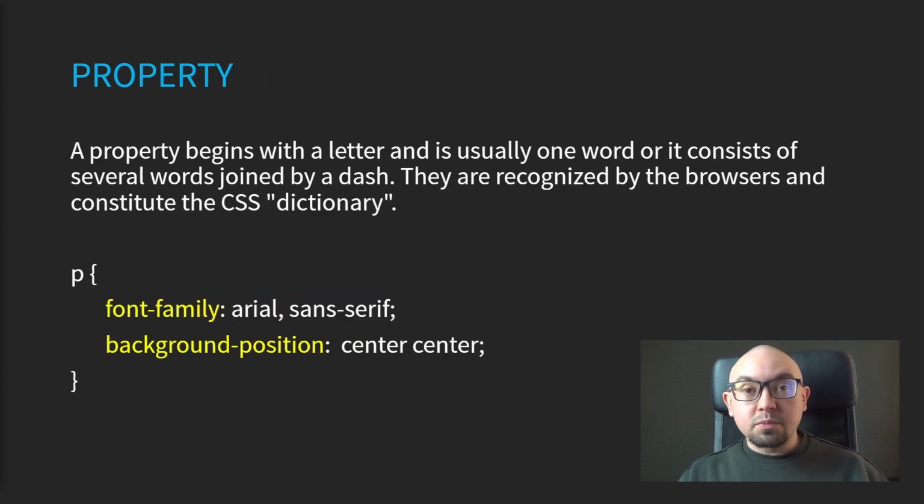The property starts with a letter and is usually one word, or consists of several words joined by a dash. We cannot name the properties as we want. Properties belong to the set of expressions recognized by the browser. If we make a mistake in a property name, it will not be recognized by the browser. If a property name consists of two words, they are separated by a dash.